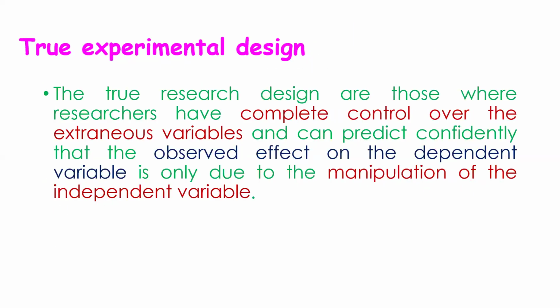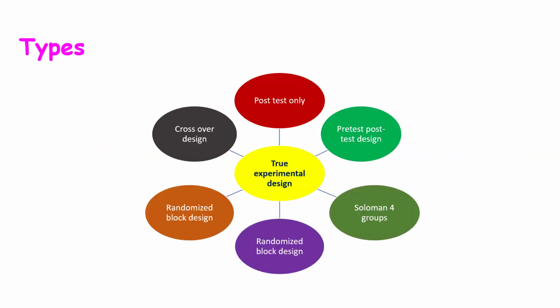Coming to true experimental design, all the 3 domains will be included: control over the extraneous variable, manipulation, and randomization. And intervention also, experimental group and manipulation should be there. Some of the examples we will see one by one in a detailed manner: post-test only, pre-test post-test, Solomon, randomized block design, and crossover designs. So let us see the post-test only control design.